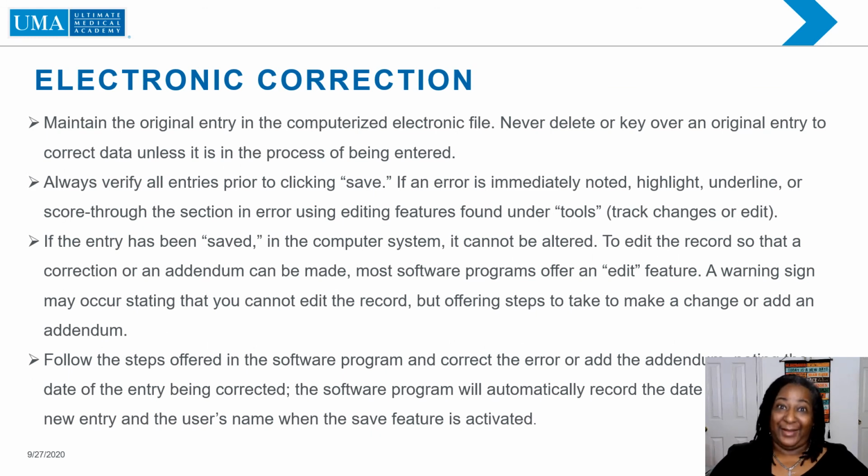Now, electronic correction. Electronic, when it works, is much easier than paper, because you still wouldn't delete or key over an original entry. There should be a way in the computer system to edit, and it may do the same thing of putting a line, and then it would offer a way to put the correct information and then your date and initials. Follow the steps of the software program, because each program is different, but it would not delete or obscure any part of the record, so that it can still be read.